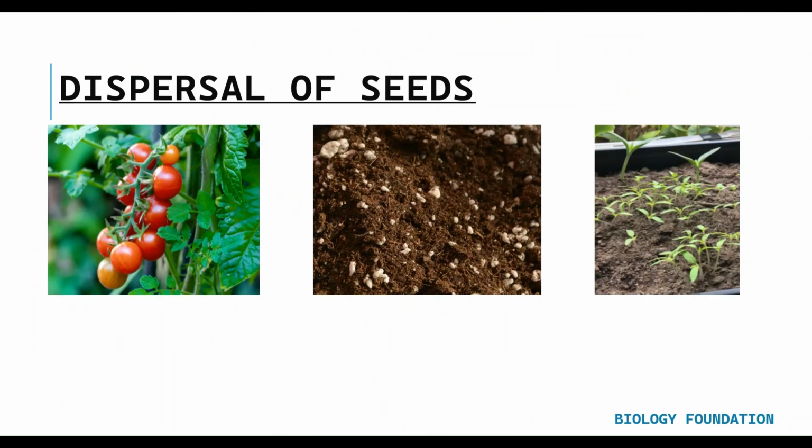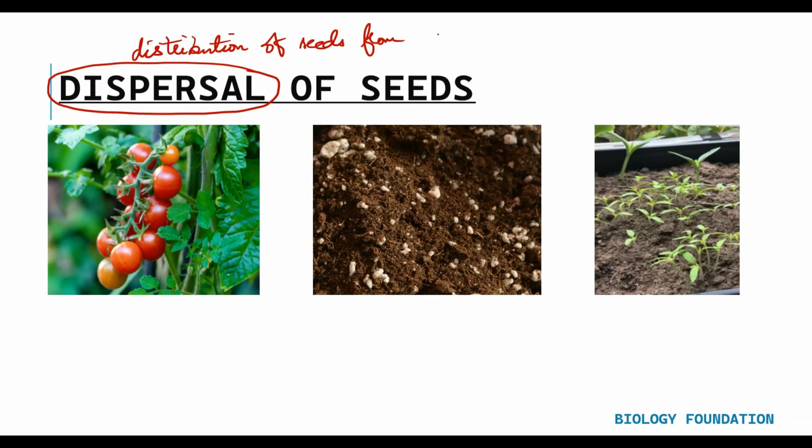Okay. Now coming to dispersal of seeds. What is meant by dispersal? Dispersal means distribution of seeds from one place to another, or distribution of seeds away from the parent plant. Even that can be a correct definition.